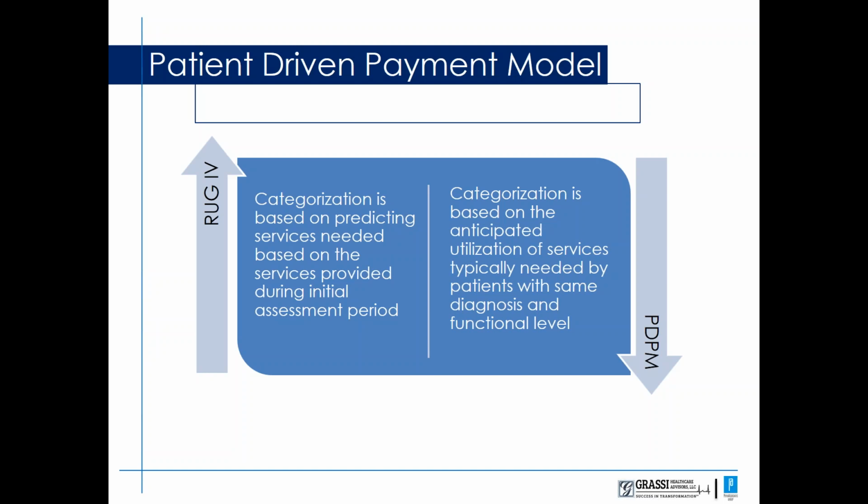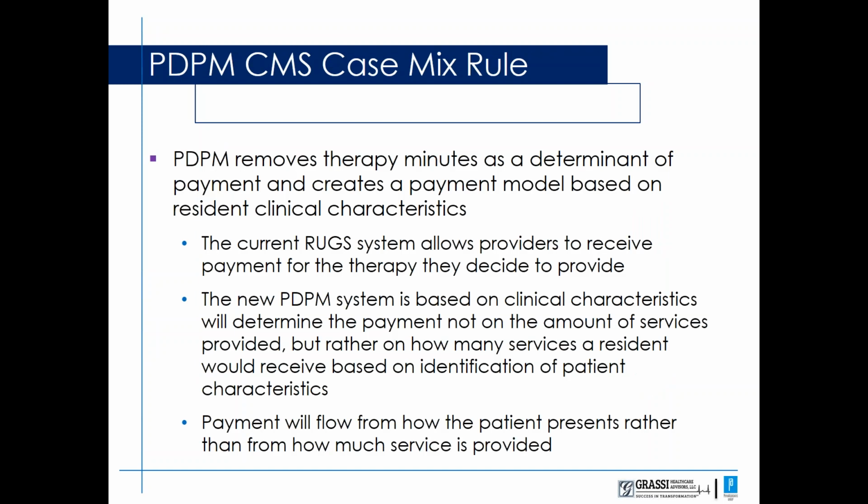Now, that's not going to be such an important thing, because the categorization now on the right is based on the anticipated utilization of services typically needed by patients with the same diagnosis and functional level. The word typical is important because some patients may need more and some patients may need less, but when reimbursements develop this way based on research, they come up with an average. As I said, PDPM removes therapy minutes as a determinant of payment.